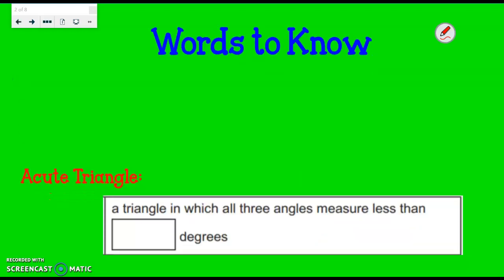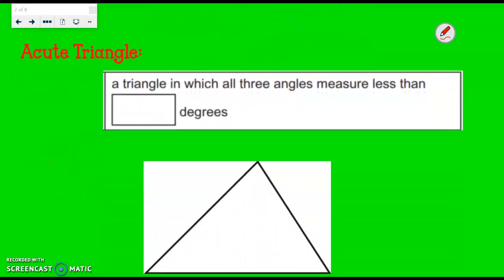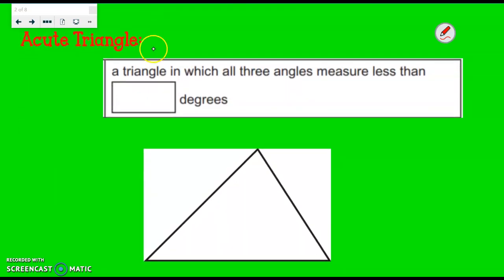Okay, so words to know. We're going to start with an acute triangle. An acute triangle is a triangle in which all three angles measure less than 90 degrees. So 90 degrees is a right triangle. All three angles here are less than 90 degrees. So that's an acute triangle.